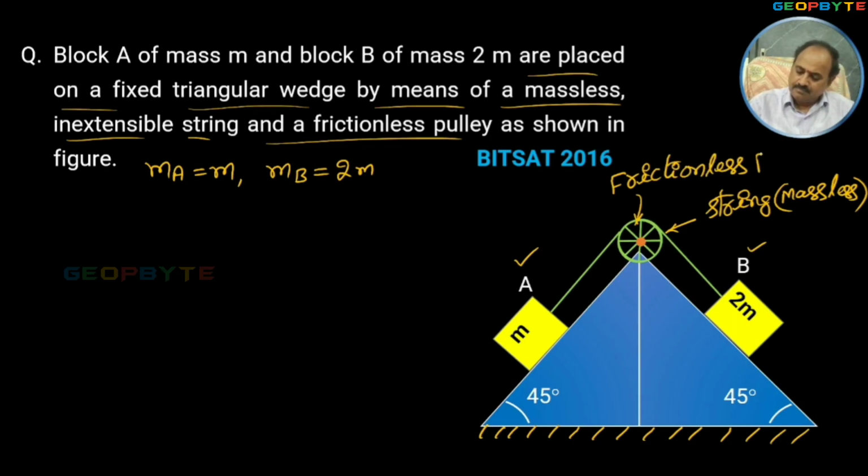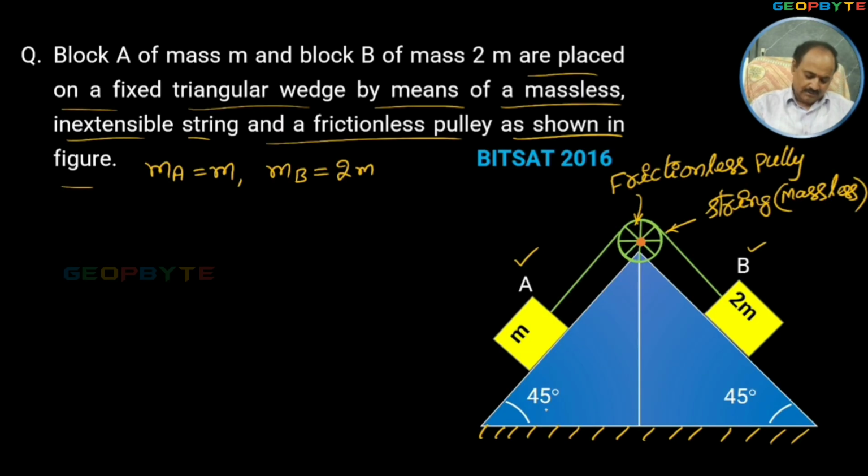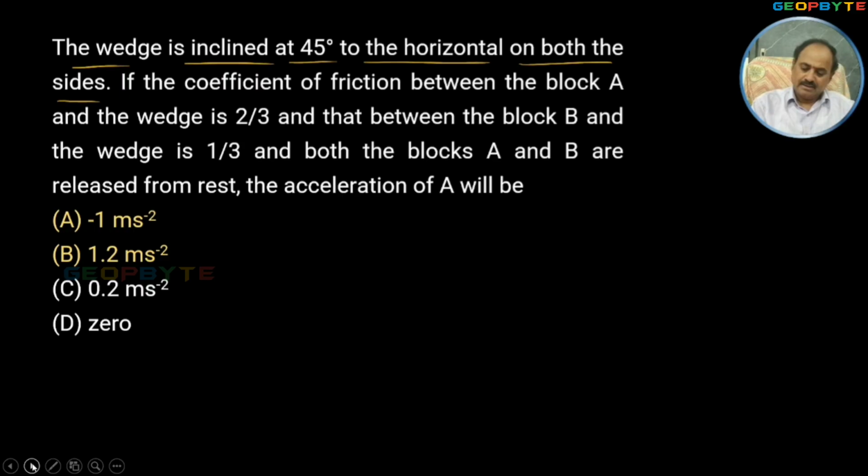Frictionless pulley, as shown in the figure. Then the problem is not completed, look at this continuation. The wedge is inclined at 45 degrees to the horizontal on both sides. That is clearly given in the diagram, right? So both surfaces of the wedge maintain the same angle, 45 degrees.